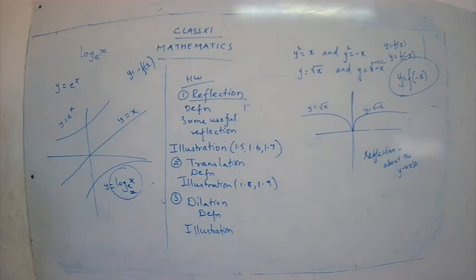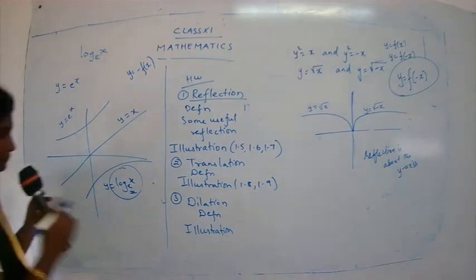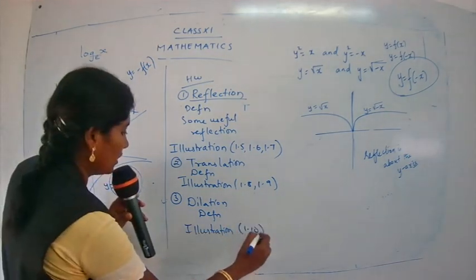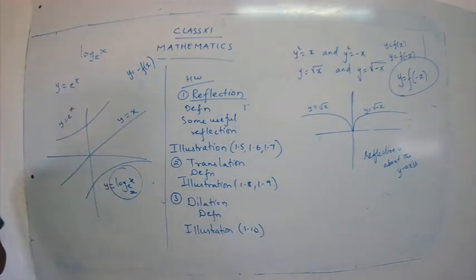I will be explaining translation and dilation in the next class. Before I explain, you have to self-study and be ready with the concept. Okay, for the third one, you will write the definition and also do the illustration. You are just going to do one illustration, that is enough. That's 1.10. So this will be your homework. I hope the homework part is clear to you.